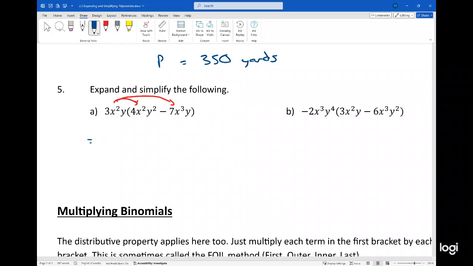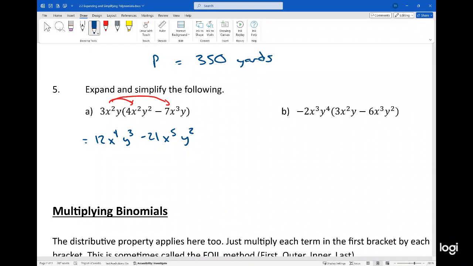Now when we do that, 3 times 4 is 12. X squared times x squared is x to the 4. Y times y squared is y cubed. And then 3 times minus 7 is negative 21. X squared, x cubed is x to the 5th. And y times y is y squared. I could check to see if there's like terms, but if there were no like terms in the bracket before, there won't be any like terms in the brackets after.